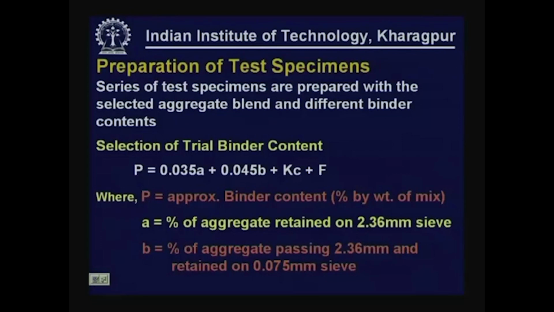We have to prepare a series of test specimens with the selected aggregate blend and with different binder contents. So, we will keep the aggregate gradation fixed, the blend fixed, but we will go on varying the binder contents. For each binder content we will prepare a number of samples. So, we will have specimens prepared at varying binder contents. Then we can find out the effect of varying binder contents on various mix parameters, and then select any optimum binder content which gives us optimum performance.